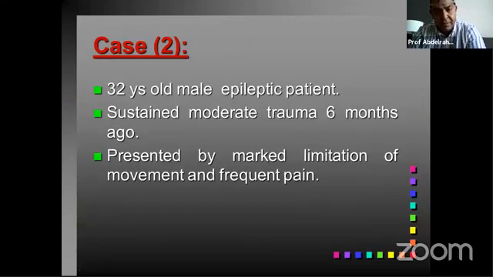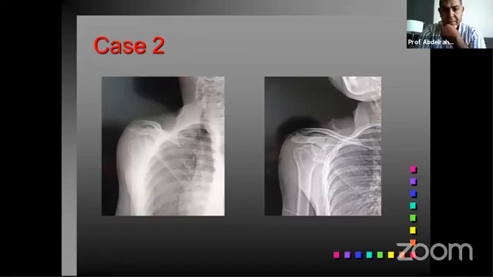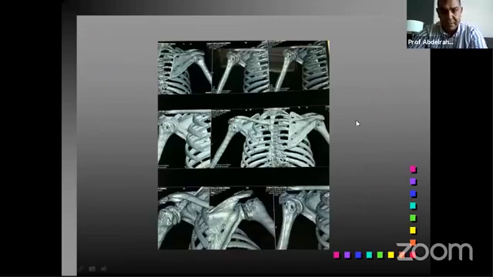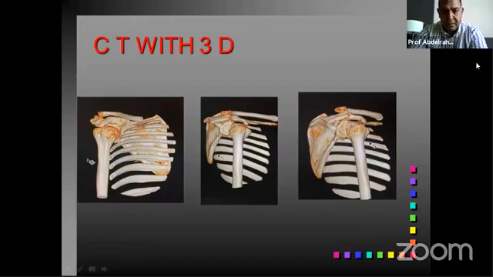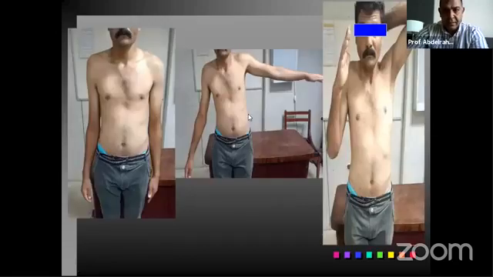Another case was an epileptic patient. He sustained moderate trauma and presented to us 6 months after the trauma with marked limitation of movement. This is the X-ray of the patient. You may be deceived, but after the CT, you can see the head coming anteriorly, and the patient also had a very big Hill-Sachs lesion. On CT, you can see the empty glenoid, and the head is locked. This patient had very limited range of motion. He can't raise, no abduction, no flexion.